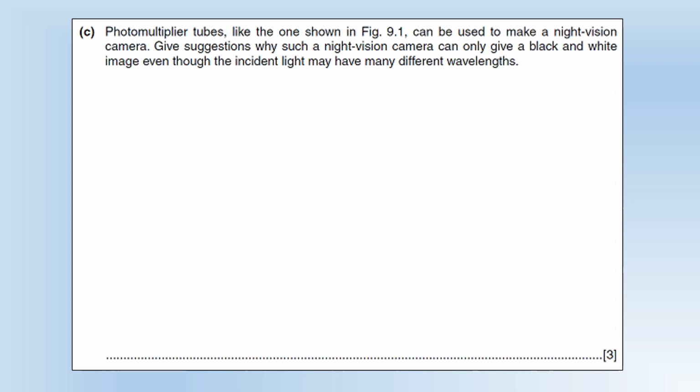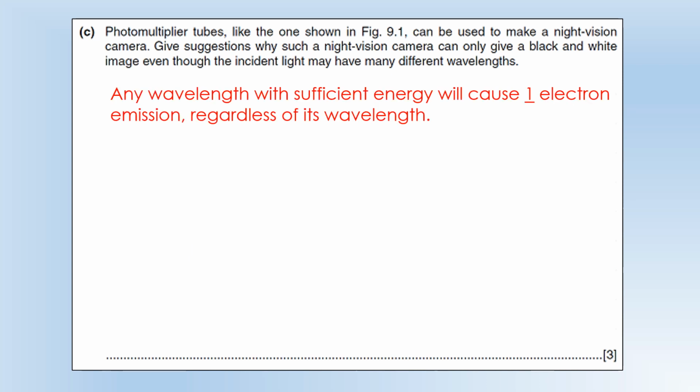Any wavelength with sufficient energy will cause one electron emission regardless of its wavelength. So if it's got enough energy, it doesn't matter if it's green, yellow, red, ultraviolet, whatever it is, it's only going to emit one electron. Okay, so we're losing information about the wavelength that's incoming.